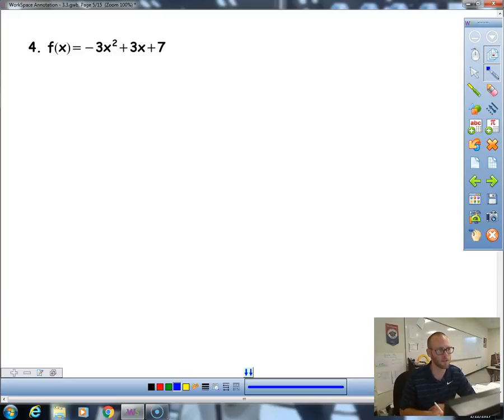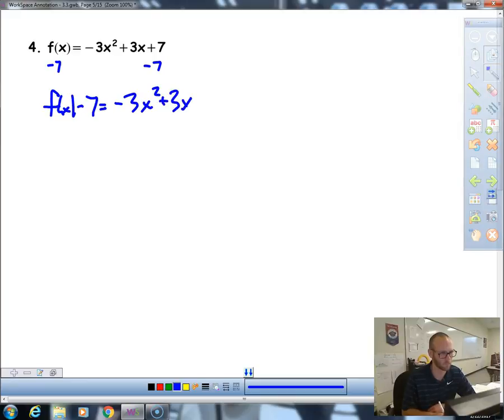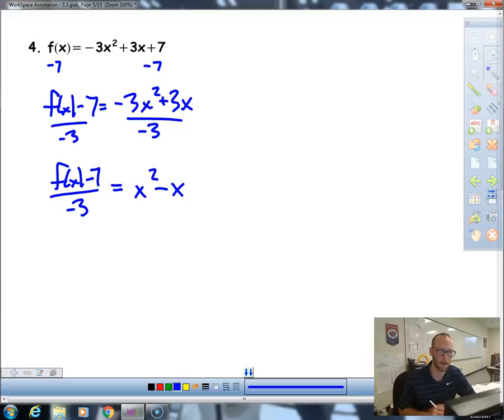I'll cruise through this. Let me subtract 7. Don't like that leading coefficient. Let's divide by 3. You know what? Thinking about that, that would give me a negative x squared. I'm going to divide by negative 3. That sounds better to me. That leaves me with x squared, be careful, minus x. So I'm ready to complete my square.